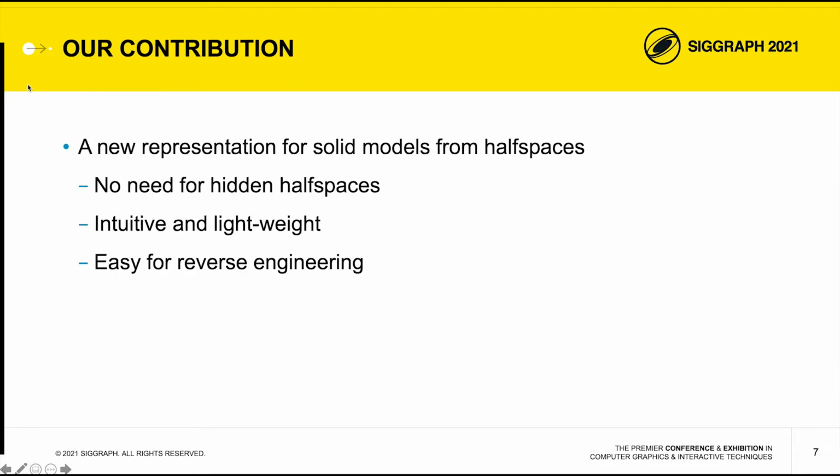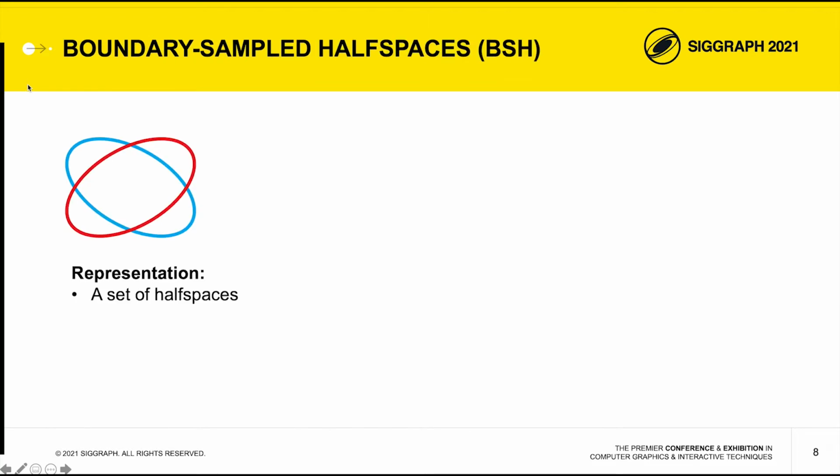To address the aforementioned limitations of CSG, we propose a new representation to model solids from half-spaces. Our representation does not require hidden half-spaces. It is intuitive and lightweight, and it is also suitable for reverse engineering. Similar to CSG, our representation uses a set of half-spaces. But instead of Boolean operations, we define the shape using a set of sample points lying on the half-space boundaries.